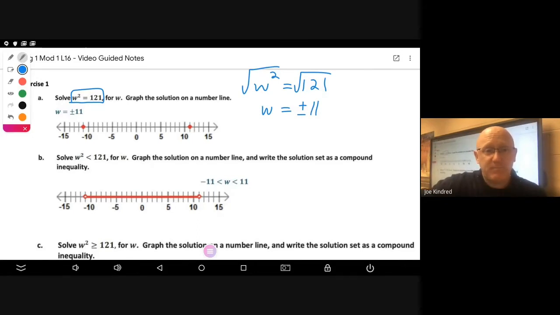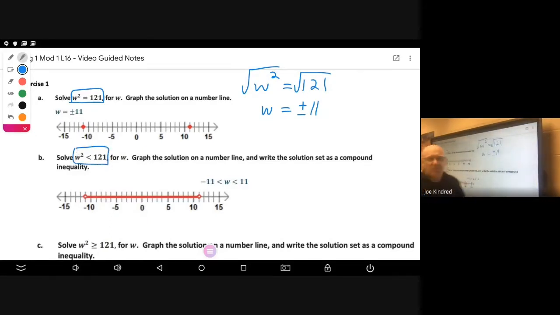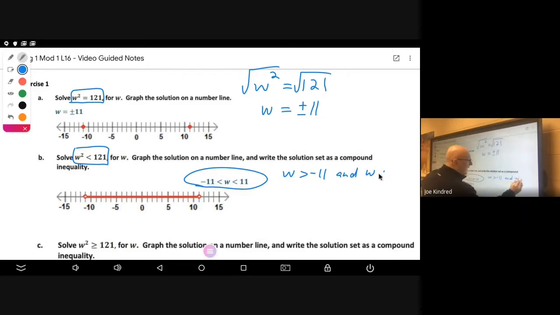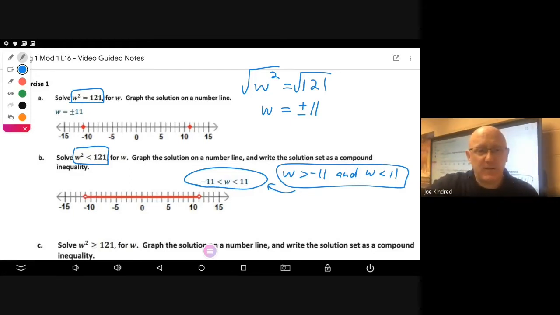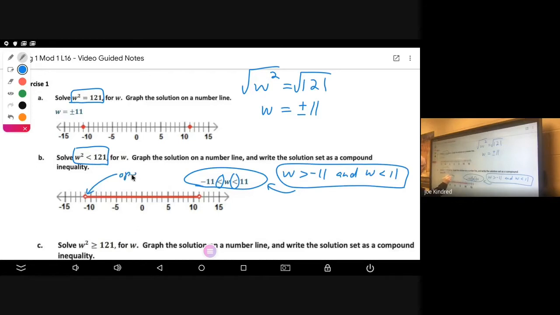Simple enough. In B, you'll notice that the inequality is W squared is less than 121. So they use the same numbers. And so this allows us to consider, well, how does that look on a graph? When they solve, you'll notice that as a compound inequality, it looks like this. You could also write that as W is greater than negative 11 and W is less than 11. This is the same thing as that. Keep that in mind. We learned that in Lesson 15. And of course, on the graph, you'll notice that at negative 11 and 11, the circles are open because it's not equal to.